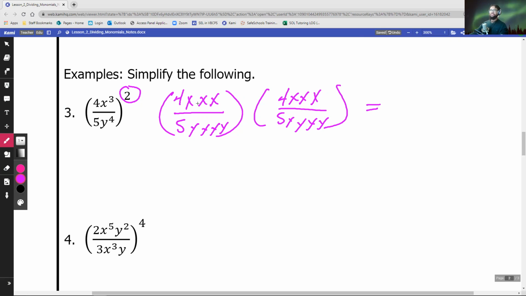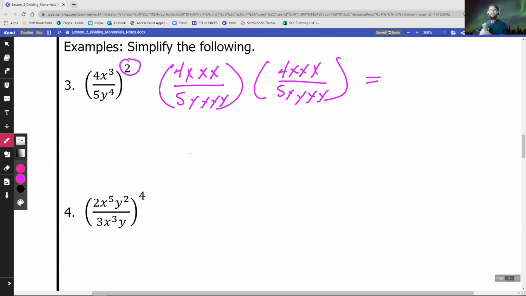And then we do what we did before. The power of a quotient works the same way as the power of a power that we did with the monomials. When we multiply these two things together, we do the exponents the same way we did with just the regular monomials. We end up with 4 times 4, which is 16. Then 1, 2, 3, 4, 5, 6 x's, x to the 6, all over 5 times 5 is 25. And then 4 y's plus 4 y's gives us y to the 8th. And that's how we do these things.